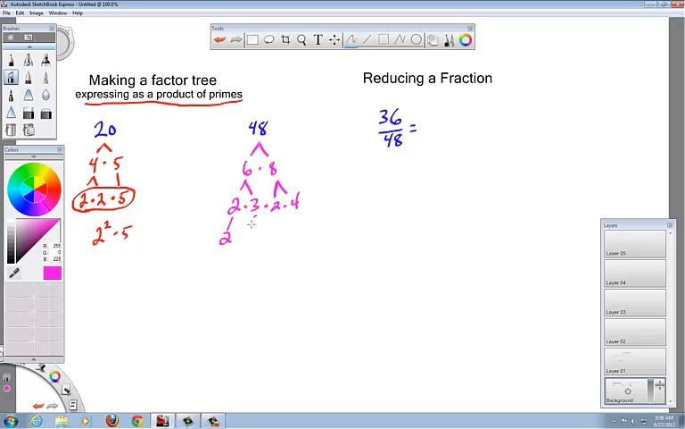So we bring this down. We bring this down. Do not leave them hanging up there. That's the number one mistake people make. Don't leave prime numbers just hanging up there. 4 breaks down into 2 times 2. So these are now all prime. It would be okay to express your answer this way, or you could say 2 to the 4th power times 3. Now let me do 48 a different way.